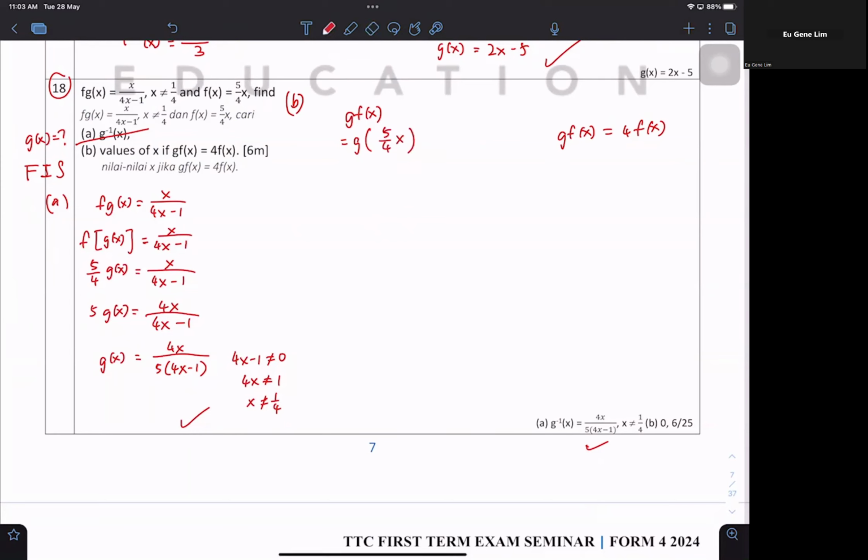Okay, that's how you do composite. Very good. Composite function. That is how you do composite. You always remain the left hand side. Always start from the right hand side.